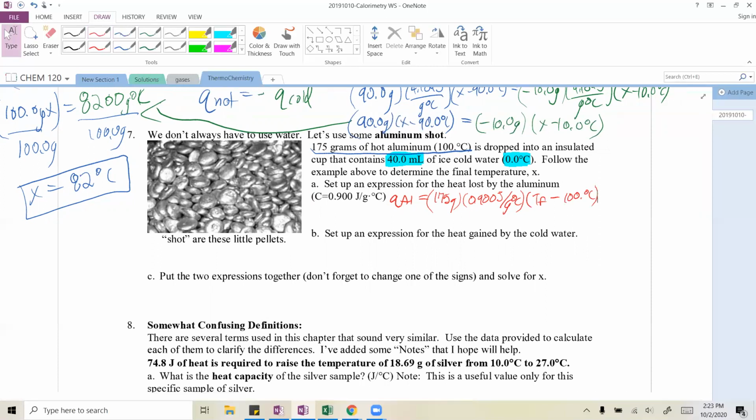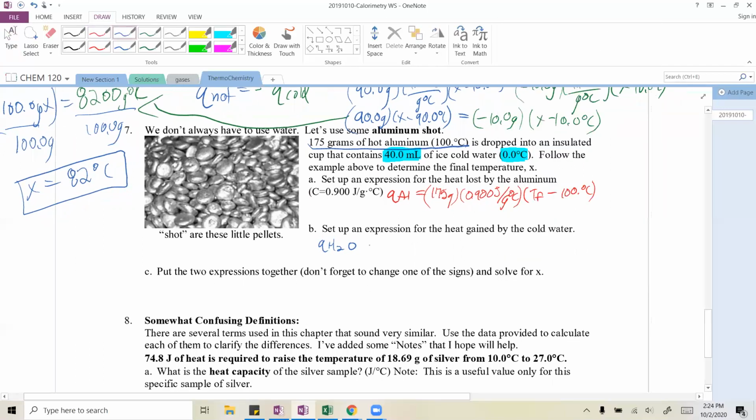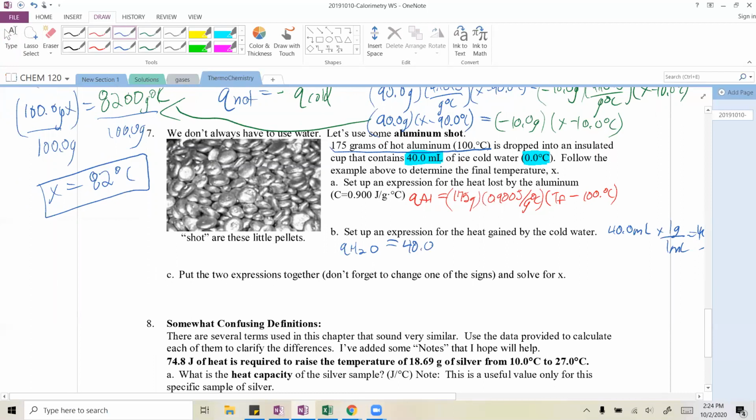For our water, its mass is going to be 40.0 milliliters. So we have to turn those milliliters into grams. We know 1 gram is 1 milliliter, so 40.0 grams. Its C is 4.184 joules per gram degrees Celsius. We don't know its final temperature, but we do know its initial was 0. Now we need to go ahead and put those together.